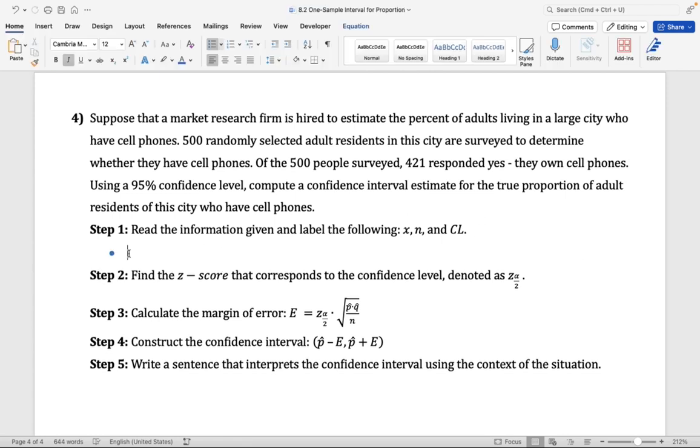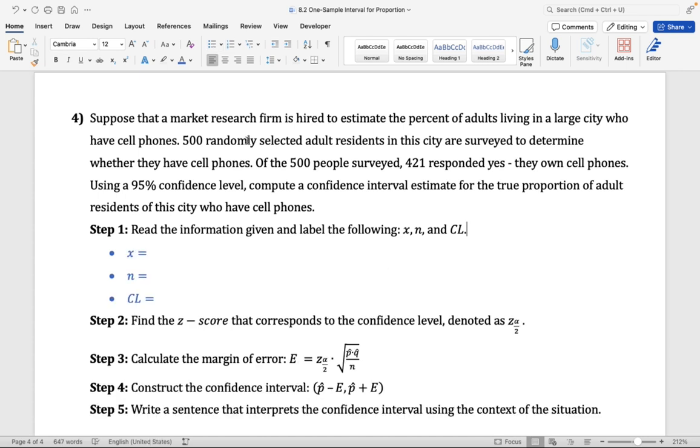As we're reading the problem, we want to go ahead and label X, N, and CL. Suppose that a market research firm is hired to estimate the percent of adults living in a large city who have cell phones. 500 randomly selected adults, residents of this city, are surveyed to determine whether they have cell phones. Of the 500 people surveyed, 421 responded yes, they own cell phones. Using a 95% confidence level, compute a confidence interval to estimate the true proportion of adult residents in the city who have a cell phone.